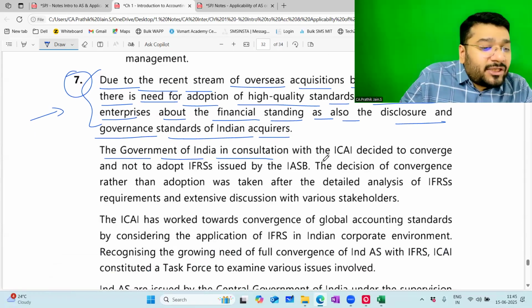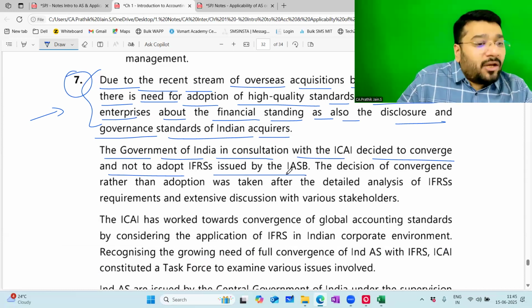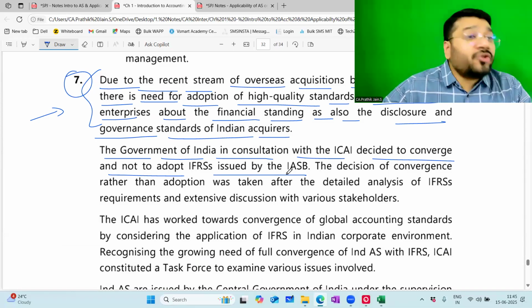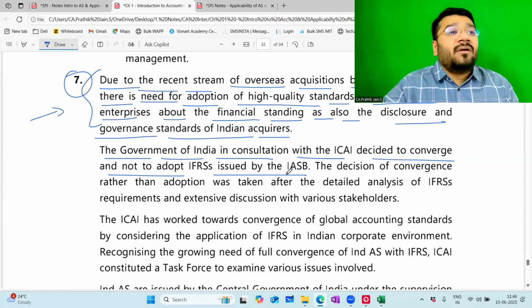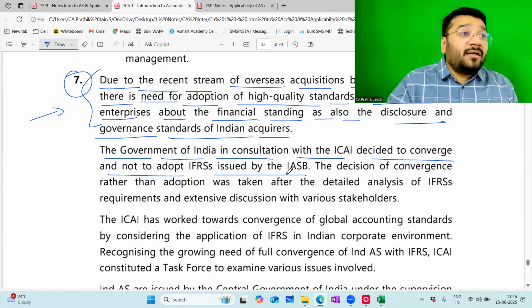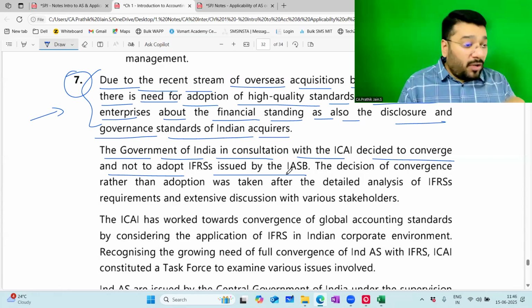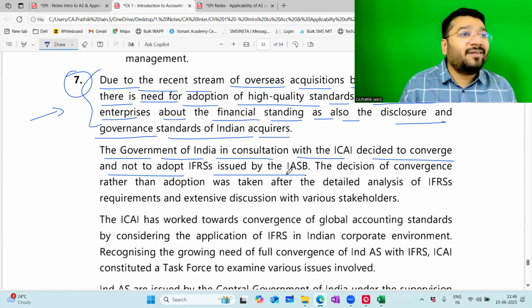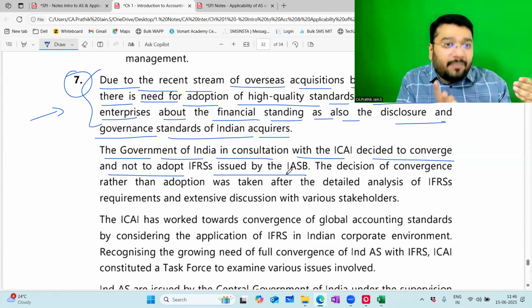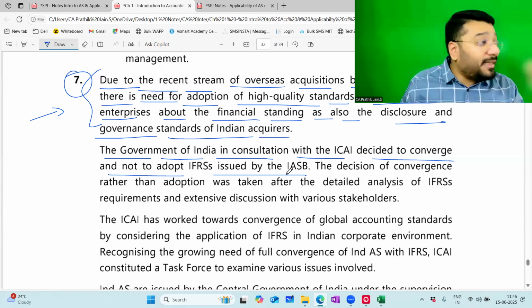The Government of India, in consultation with ICAI, decided to converge and not adopt IFRS issued by IASB. So here also, ICAI's already constituted body called ASB has been given the responsibility to develop Ind AS. Which means ASB will again identify the areas where a standard is required. Apart from identifying the problem, they'll also be consulting with IFRS. Because the purpose of Ind AS is first to study IFRS. They will study IFRS, and what is applicable to our country and what is not applicable, they'll sit and assess.